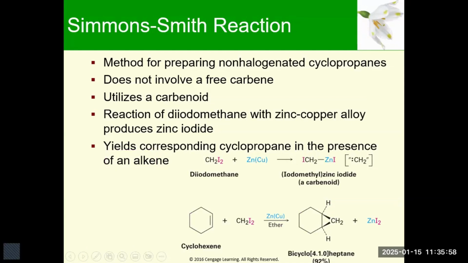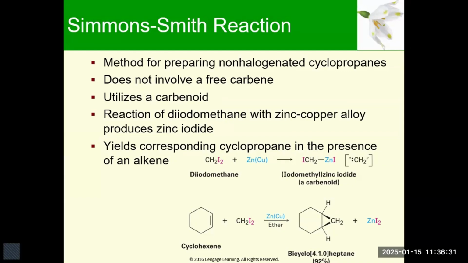All right, so this is called the Simmons-Smith reaction. This is a method for preparing non-halogenated cyclopropanes. This does not involve a free carbene, okay? We don't have a free carbene. However, it does have a carbenoid, okay? So the reaction of diiodomethane with zinc-copper alloy produces an organozinc iodide, and so we're going to first create this zinc iodide carbenoid, all right?